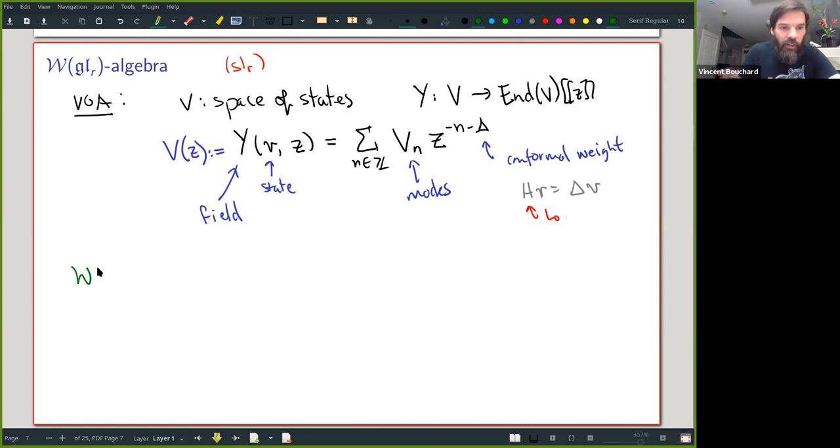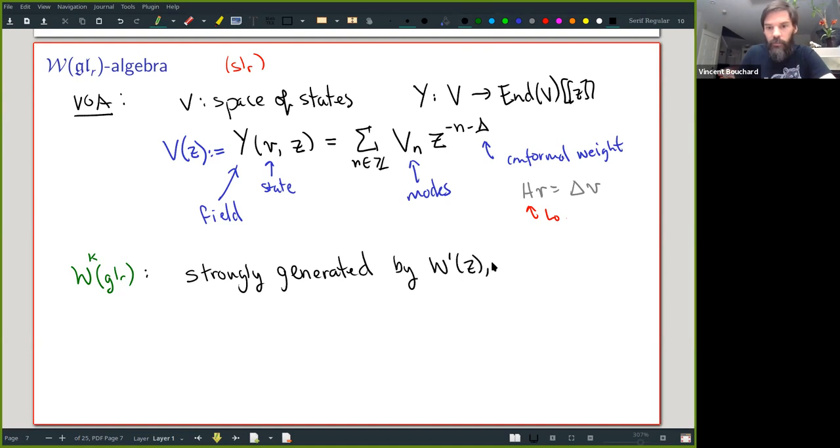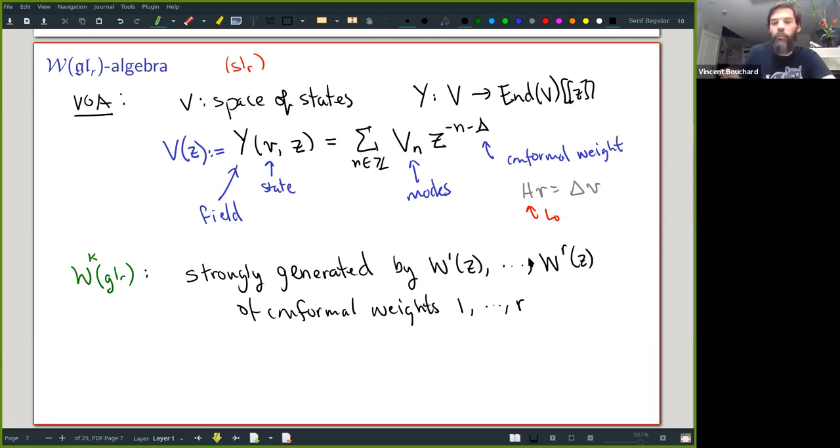And the key point about W_GL_R, sometimes we have a k here, sometimes I might drop it. This means the level. I'm not going to define what this is in this talk. But the key point is that this is an example of a VOA, a vertex algebra, and it's fairly simple: it's strongly generated by a bunch of fields. Let me write it down first, and then I'll say what it means in words. These have conformal weights 1 to R. So you have R fields, each of conformal weight 1 to R.